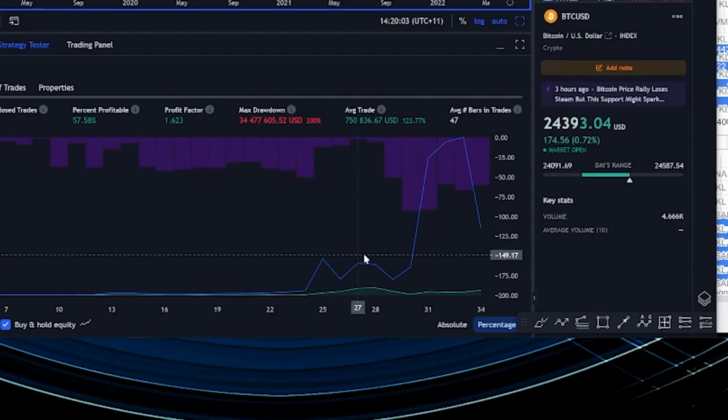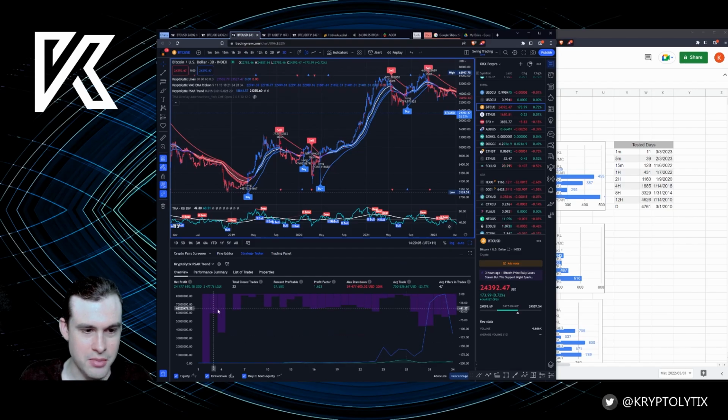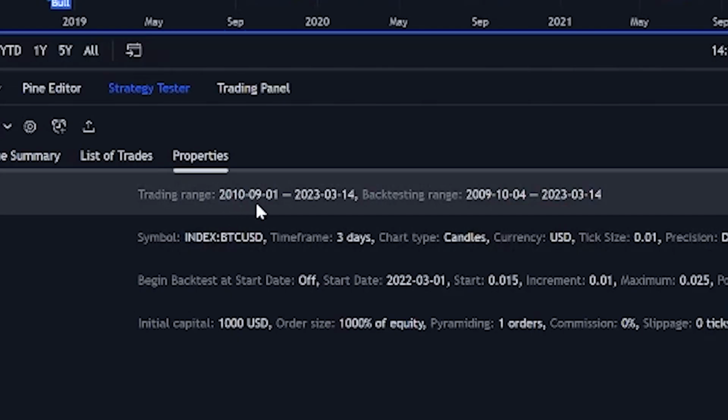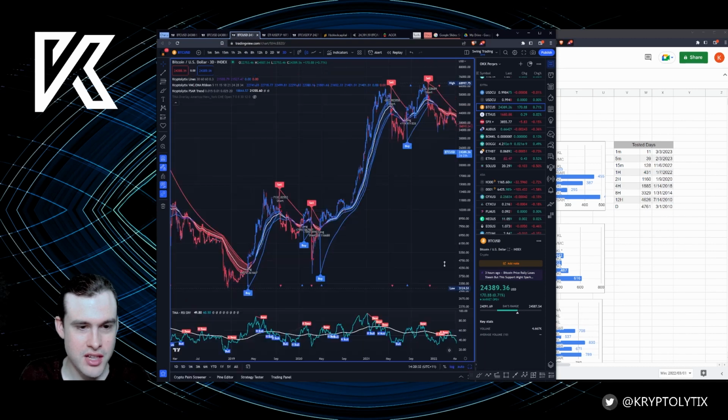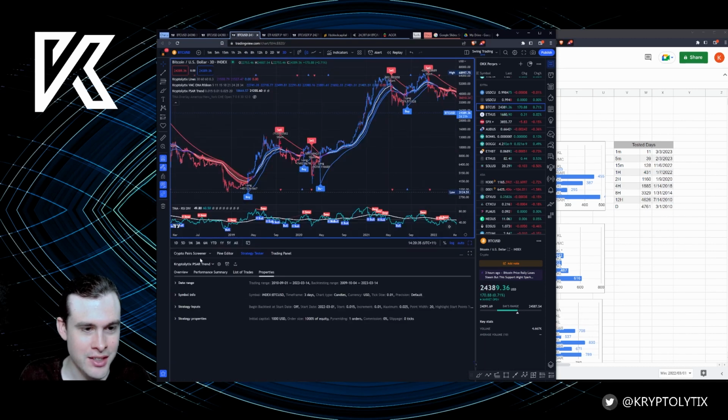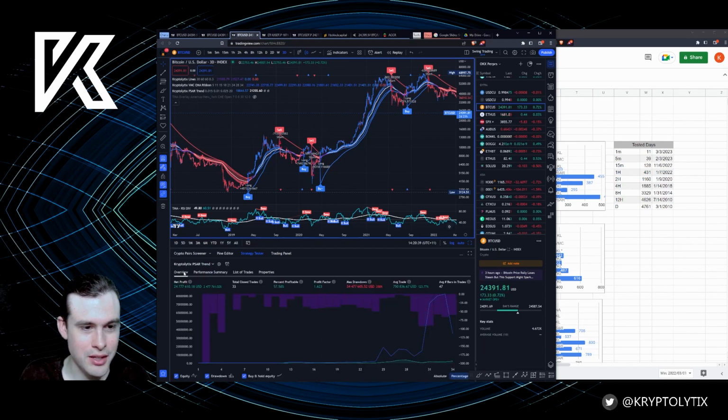If you just bought and held, I mean, this is all the way back to the beginning of time, so maybe it's not that relevant, but if you just bought and held back in, where does this go back to? Properties. 2010, which is what a lot of these strategies are testing. They're back testing all the way back to the beginning of time, which is crazy. Like no one was really buying Bitcoin back then. So you see this strategy, and this is great for clickbait. In fact, I should just do the video like that, but that's not how I work.